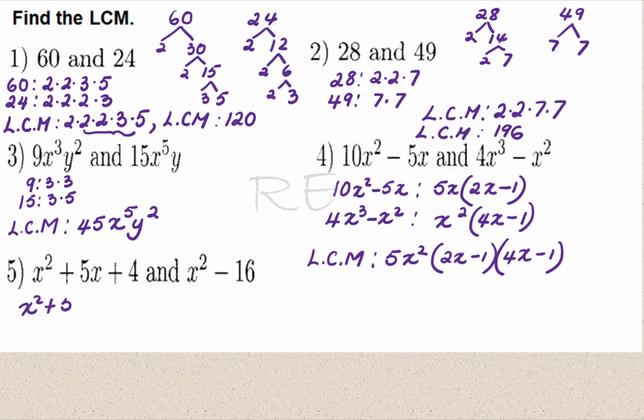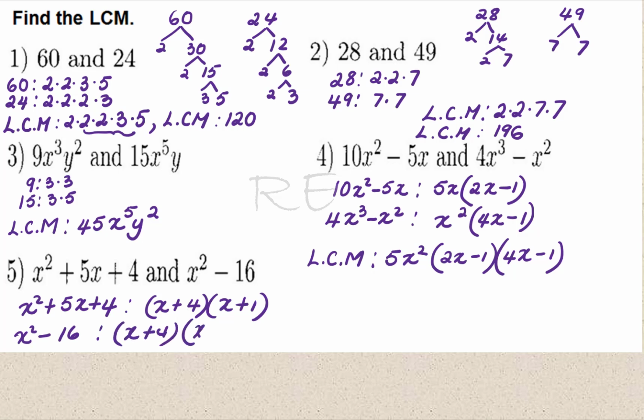X squared plus 5x plus 4 is x plus 4 times x plus 1. 4 is 4 times 1. X squared minus 16 is x plus 4 times x minus 4. First, we're going to take x squared plus 5x plus 4, the whole thing, in factored form, x plus 4 times x plus 1. Now we look down and see what's missing, x minus 4, and we're done.